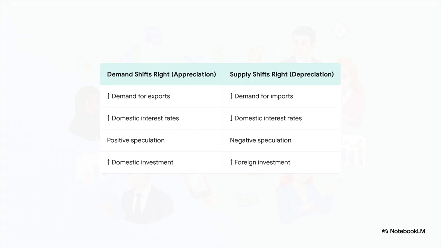And that really is the whole story, right there on the screen. Demand for a currency goes up and it appreciates when foreigners want to buy your country's stuff, your exports, or when they want to invest because your interest rates are looking tasty. On the other hand, the supply of your currency goes up and it depreciates when your own citizens start buying more imported goods or decide to invest their money somewhere else.